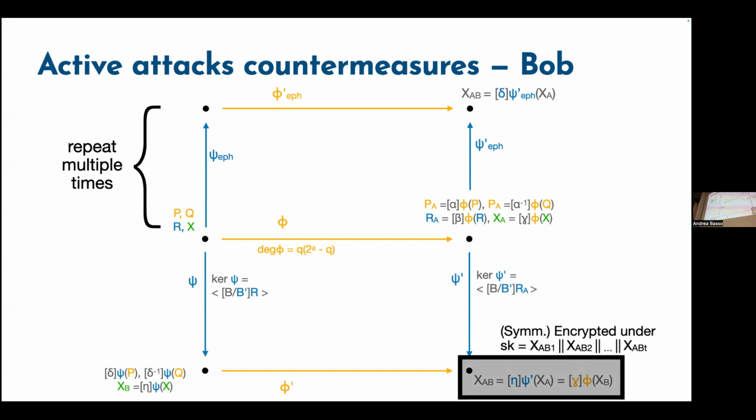So to make this non-interactive, the idea is that rather than querying and waiting to receive back all the XAB values for all the 12 times that we repeat this, we send all the queries together in one go, but we encrypt this value under some symmetric encryption scheme where the key is precisely all those values, so that the other recipient only sees this value if they could generate all those XABs correctly.